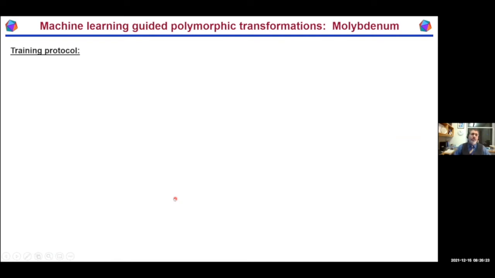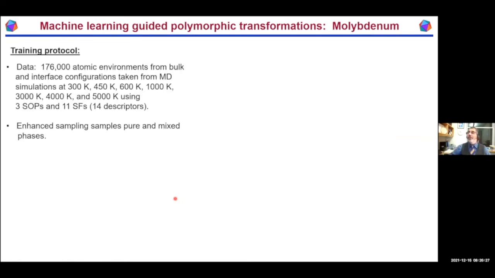Okay, what we're going to do now is train the neural network using a bunch of configurations generated from MD at different temperatures, as well as enhanced sampling to get mixed phases. I can use all those collective variables that I showed you for the enhanced sampling just to get data for my neural network.